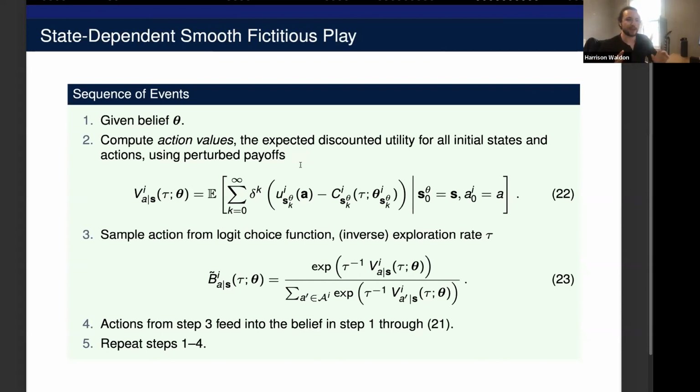So they compute their expected discounted utility, and then sample actions with respect to a softmax distribution over these action values. So we call this the action value. So we take an action through this softmax distribution or logit choice function, and we repeat this process infinitely.